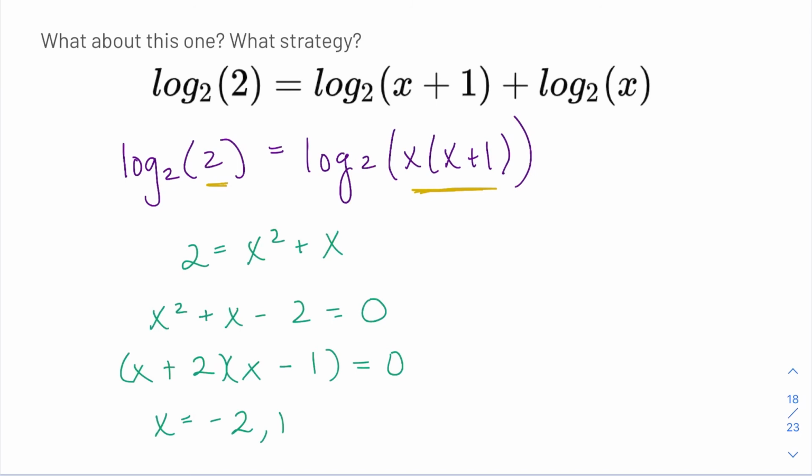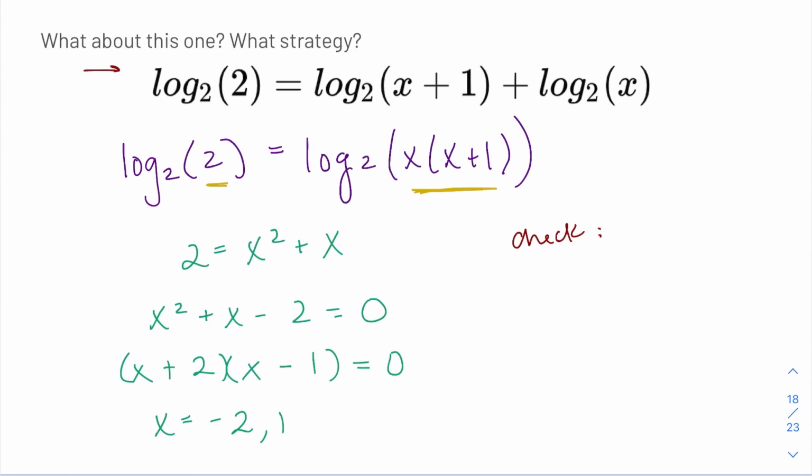But I always have to check my answers to log equations. You always have to check. And we check in the original equation. Yes, they will work in this. Yes, they will work in this. But that's not the problem I gave you.